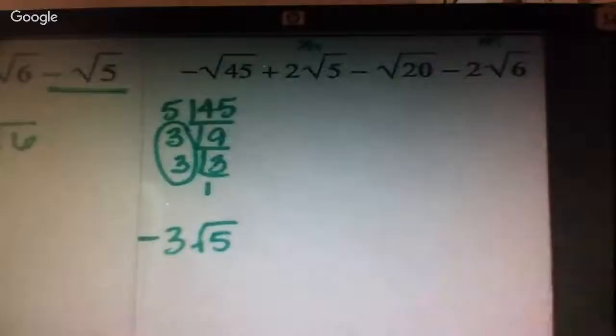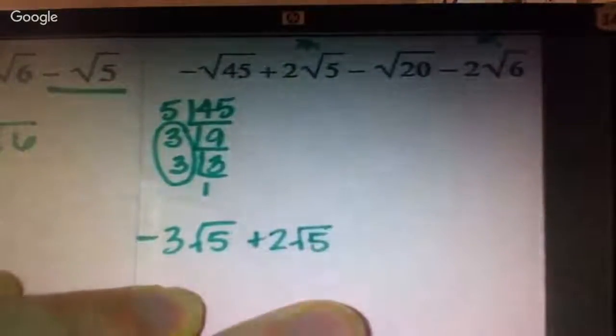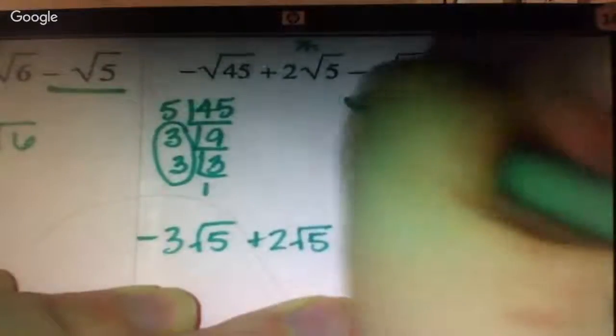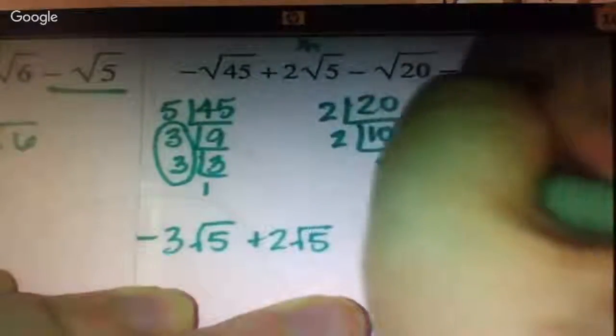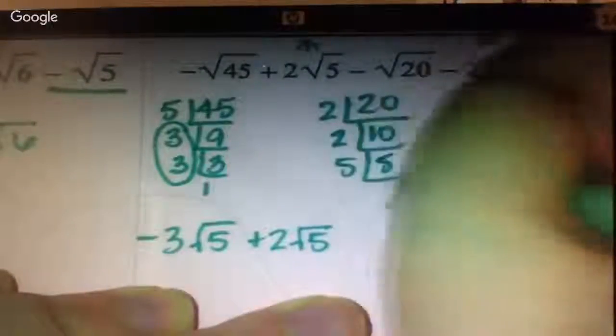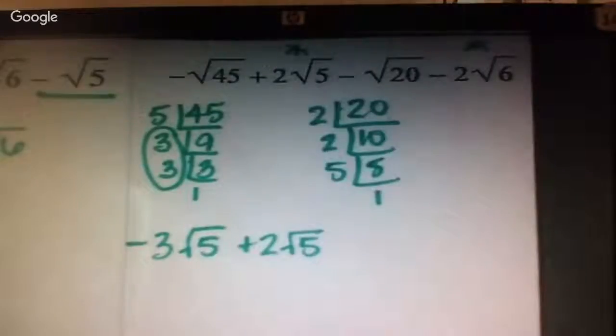Okay. The next one doesn't simplify, so bring it down. The next one, we're breaking down 20. 2 and 10, 2 and 5, 5 and 1. If you use this, it'll be negative. You can't. You have to pull out. If you did the factor tree, yeah, because you got to break down 4 some more. Absolutely the same thing.